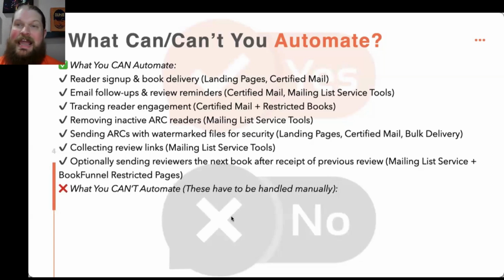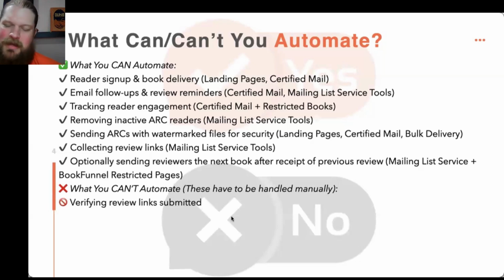So what can't we automate? What are we not able to automate? Some of these things have to be handled manually. So verifying review links with this method, if you want to verify that the submitted link was legitimately an actual review and it's actually live on Amazon or what have you, you're going to need to use the good old, as we call it in science fiction, the Mark I eyeball, right?